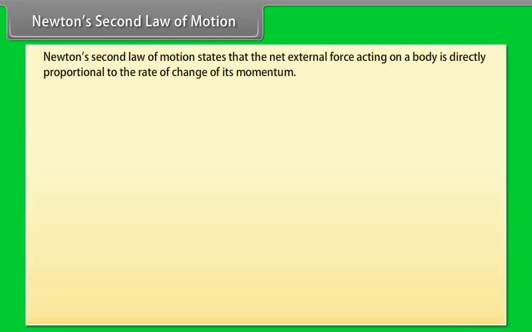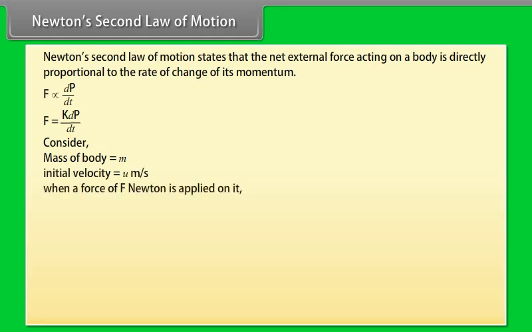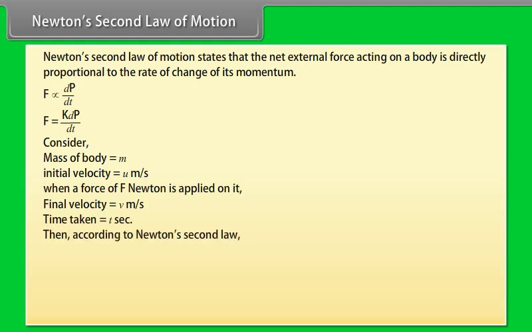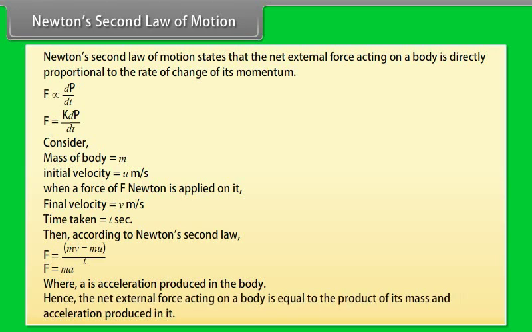Newton's second law of motion states that the net external force acting on a body is directly proportional to the rate of change of its momentum. Its equation is given as: consider a body of mass m initially moving with a velocity of u meter per second. When a force of F Newton is applied on it, its velocity becomes v meter per second after a time of t seconds. Then, according to Newton's second law, F is equal to (mv minus mu) divided by t. F is equal to ma, where a is the acceleration produced in the body. Hence, the net external force acting on a body is equal to the product of its mass and the acceleration produced in it.